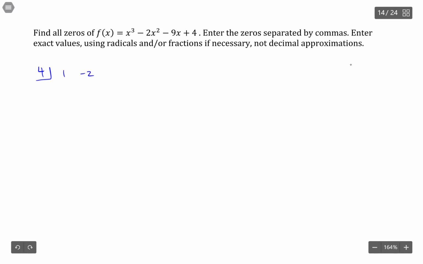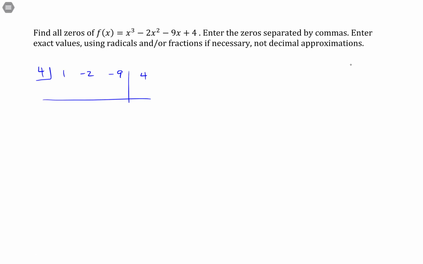So 1, -2, -9, and 4 are my coefficients, and I'm just setting up synthetic division here. So bring the 1 down. 1 times 4 is 4. These add up to 2. 2 times 4 is 8. 8 and -9 add up to -1. 4 times -1 is -4, and this column then adds up to 0, which tells me that in fact 4 was a zero. Had this been anything other than 0, then that tells me that I didn't actually find a zero. But we're safe here.